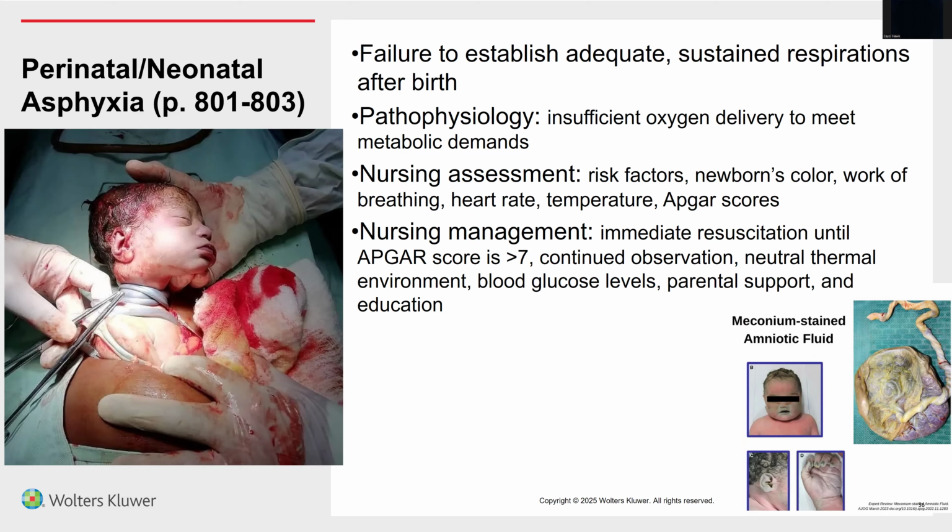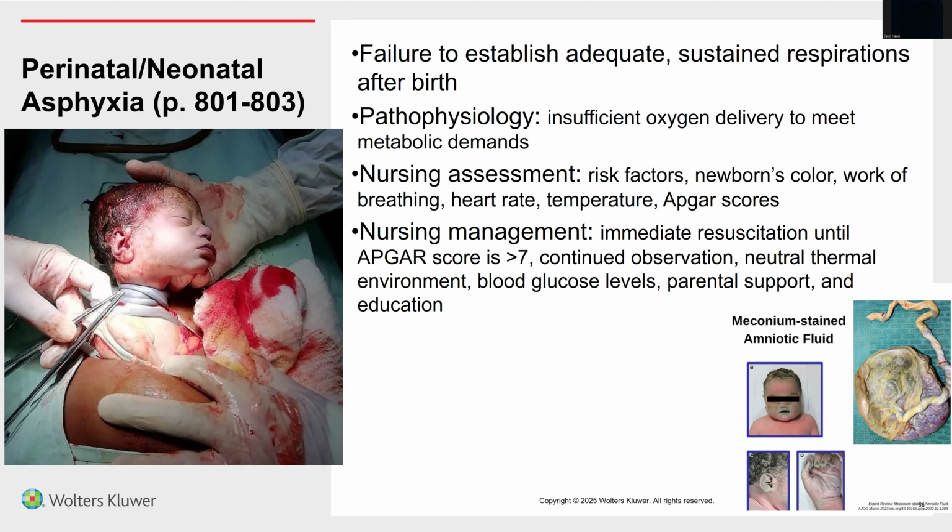You're going to be looking at the newborn's color. Oftentimes, right at birth, they're going to be blue or gray or even purple. And then they may continue to be cyanotic or even super pale. Look at their work of breathing, their heart rate, their temperature, and the APGAR scores are going to be a really quick way right after birth at 1 and 5 minutes to tell what's going on with your baby, if it has adequate oxygenation and or if it needs some help.